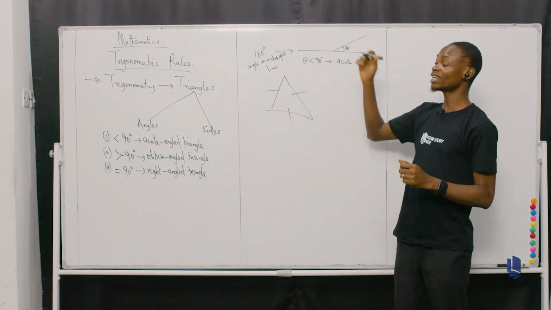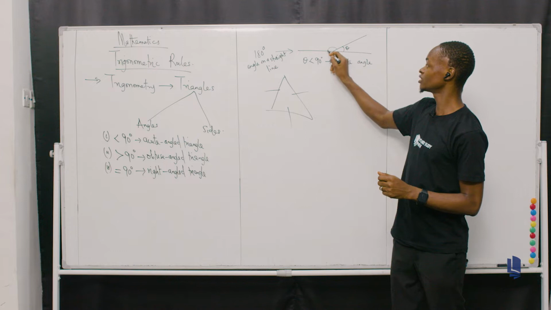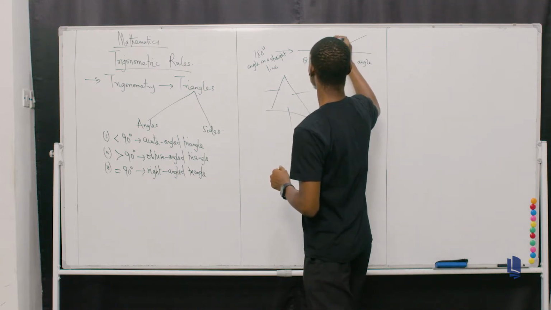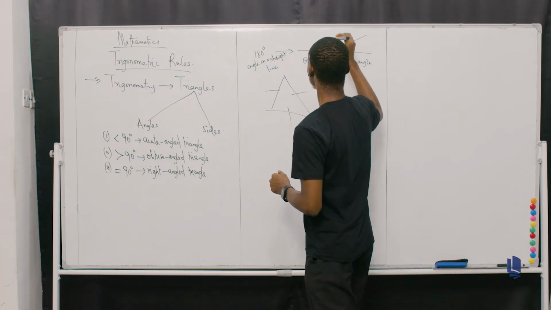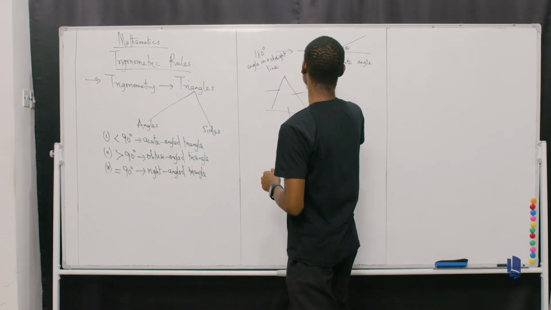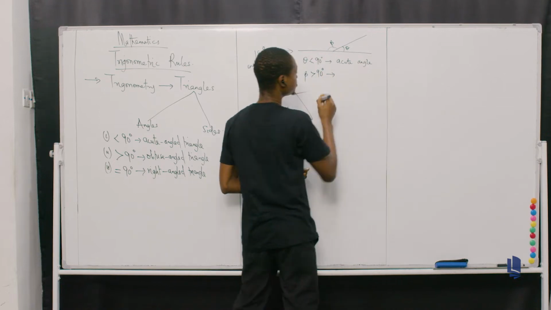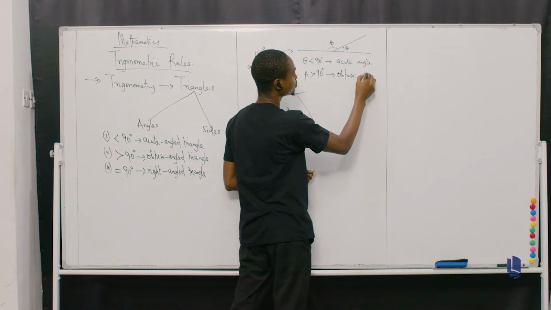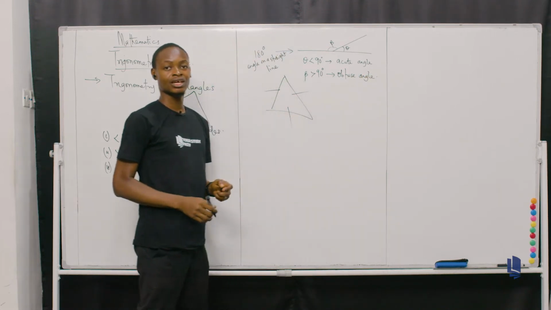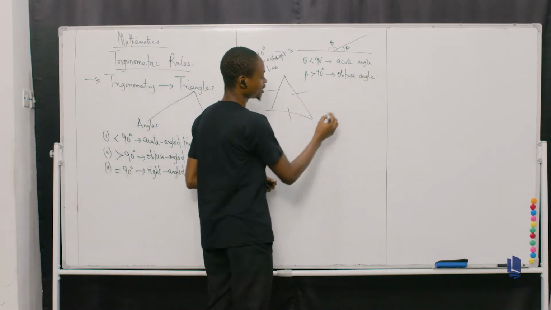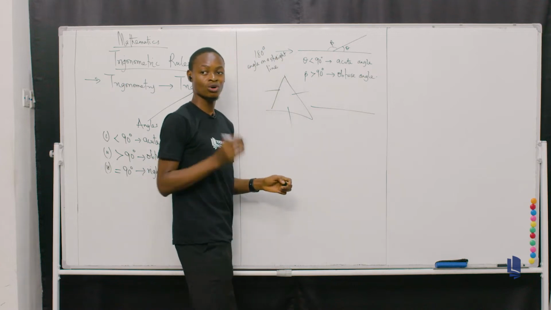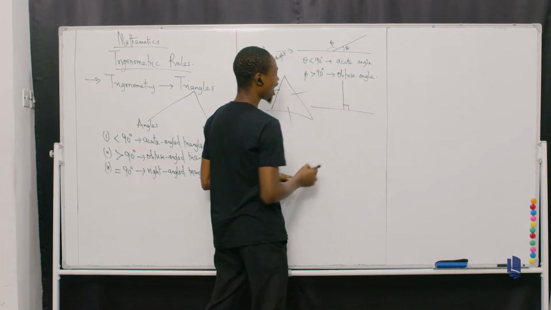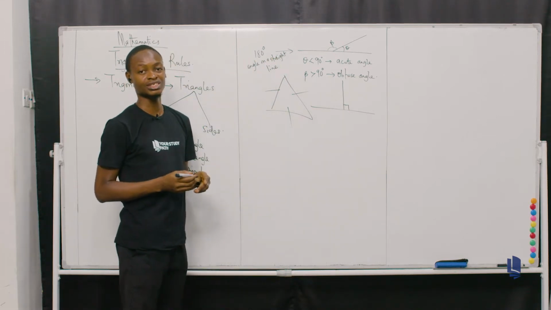If we consider the other side, this side, which is obviously now going to be greater than 90 degrees, let's say we call it beta. Beta is obviously greater than 90 degrees. Then we'll say beta is an obtuse angle. And then what happens when on that straight line instead, we are considering half of the angle on the straight line.